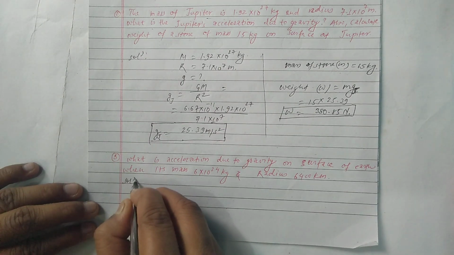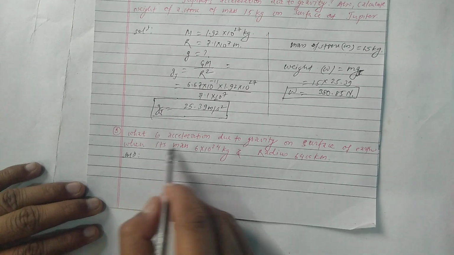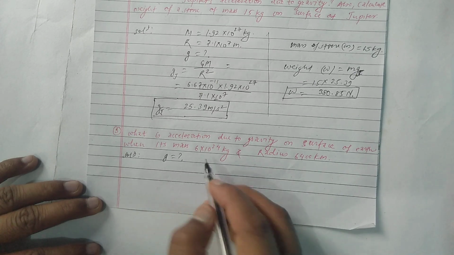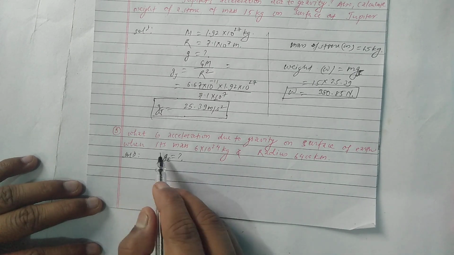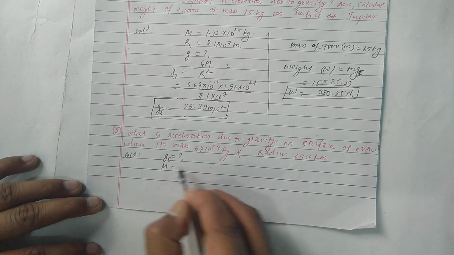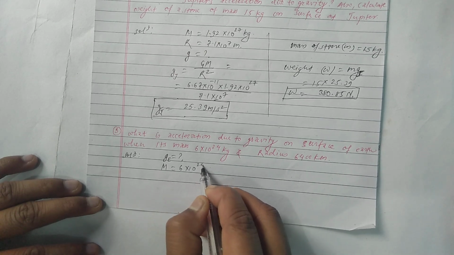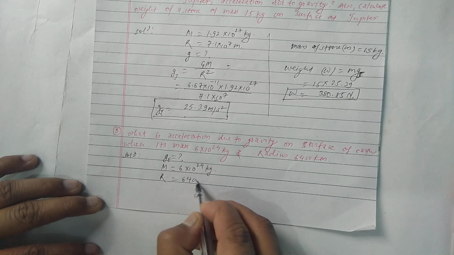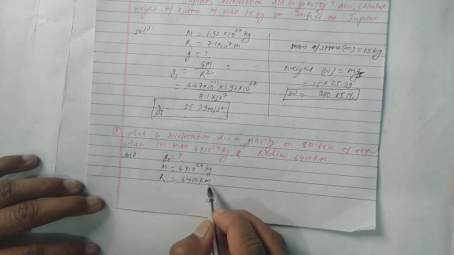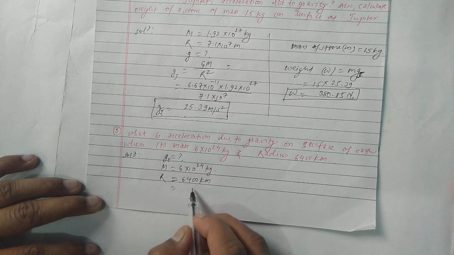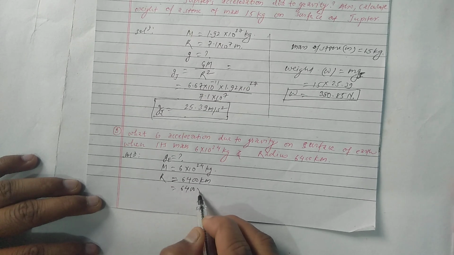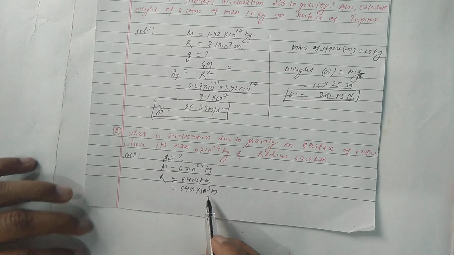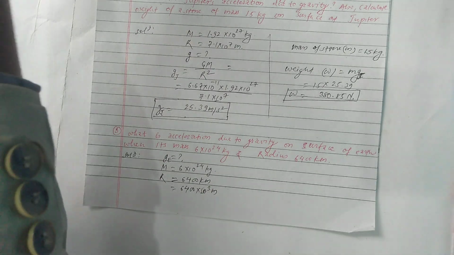What is the acceleration due to gravity? We have to calculate the value of g. Okay, g of Earth when its mass is given 6 × 10 to the power 24 kg and radius r equal to 6400 km. But see here, this is in kilometer, but our standard SI unit is meter, so we have to convert this into meter. So if we multiply by 10 to the power 3, this will be in meter.